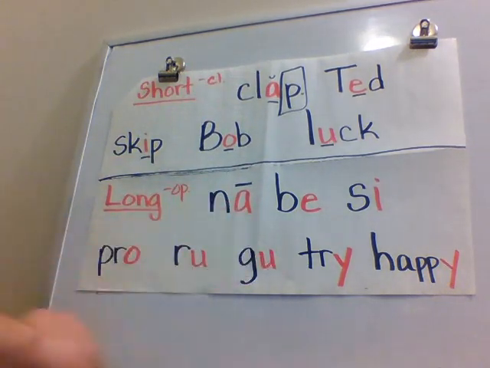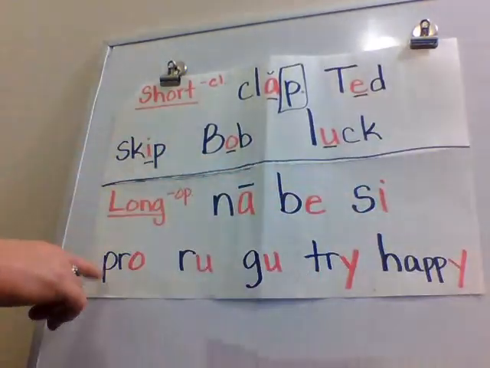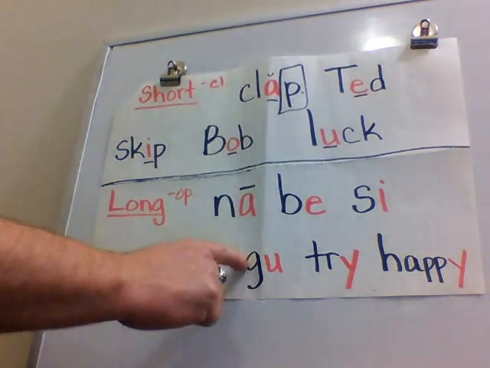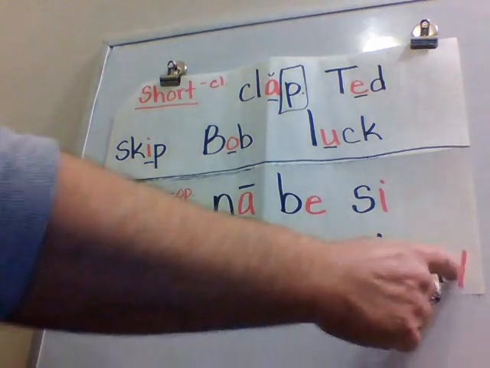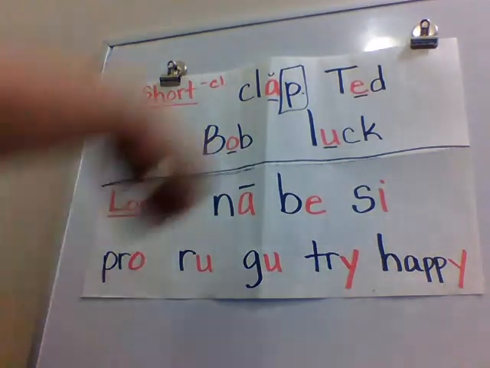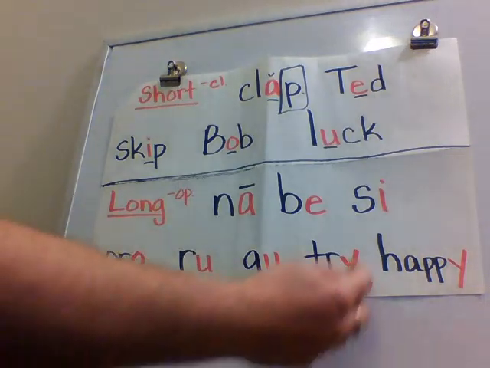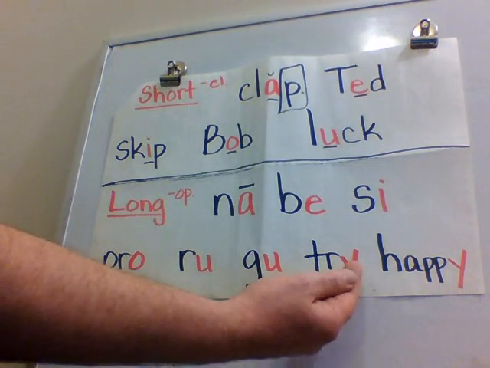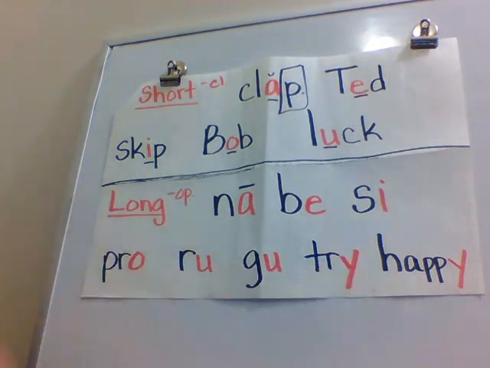N, a, nay. B, e, be. S, i, sigh. Pro, ru, and gu. Now, we said long u can be u or oo. We said Y follows that same pattern, making a long vowel sound on its own at the end. It usually says I at the end of a little word where it's the only vowel sound in the word. So let's read this word with long I, try.